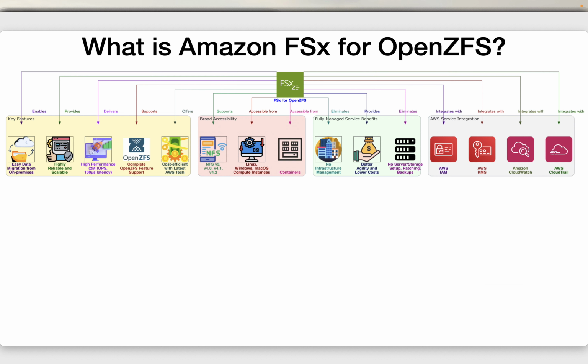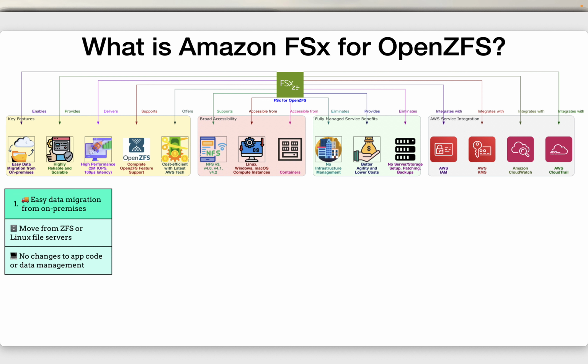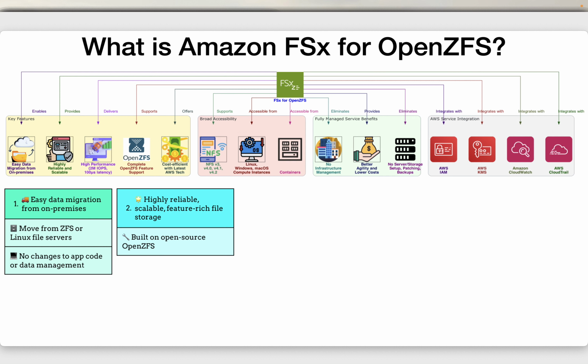Okay, next is what is Amazon FSx for OpenZFS. Amazon FSx for OpenZFS makes it easy to move data to AWS from on-premises ZFS or other Linux-based file servers without changing your application code or how you manage data. FSx for OpenZFS offers highly reliable, scalable performance and feature-rich file storage built on the open source OpenZFS file system.